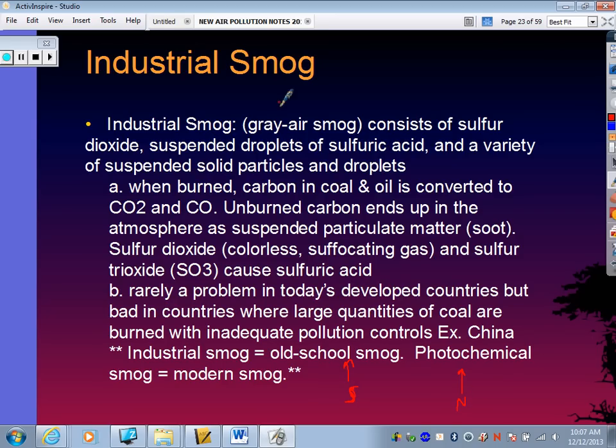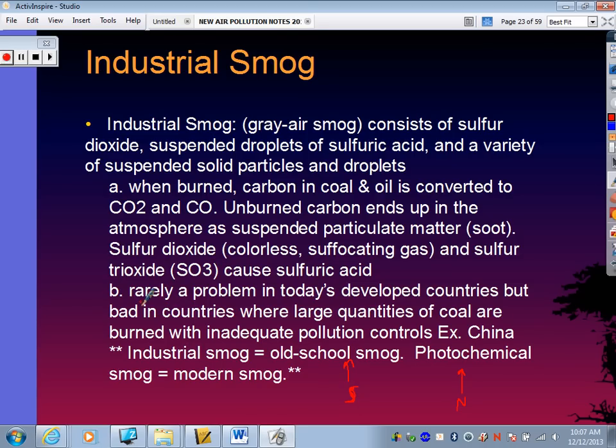So here it shows industrial smog consists of sulfur dioxide, suspended droplets of sulfuric acid, and other suspended particles. When burned, carbon in coal and oil is converted into CO2 and CO. You end up with suspended particulate matter like soot from the coal. You end up with sulfur dioxide from burning the coal, which can turn into sulfur trioxide, and then again that can turn into H2SO4, which would give you sulfuric acid as well.